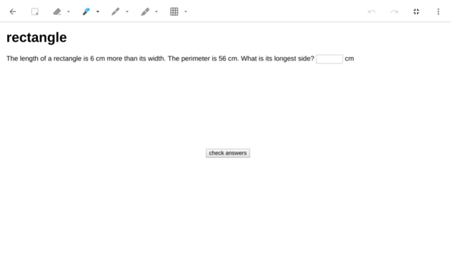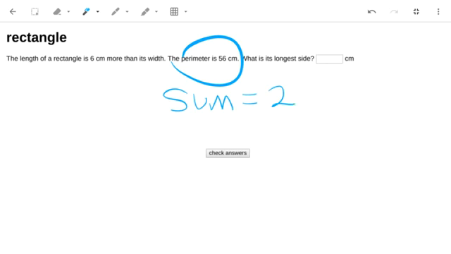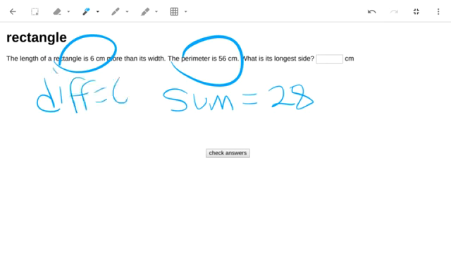When they tell us that the perimeter is 56 centimeters, that's two of the same sides, let's say two widths plus two lengths. So the sum of these two numbers is half of that, which is 28. And we're told that the difference is 6.